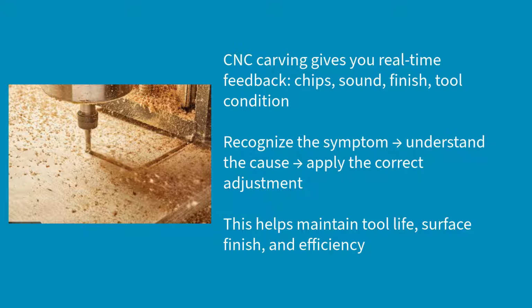So as you're carving, your CNC machine is going to be giving real-time pieces of information to you that you can use to determine if your cut settings are working well or if they might be struggling and why they might be struggling. Things like chips, sound, finish, and tool condition all are feedback that the machine gives you. The intention of this video is to help recognize the feedback, understand what's causing it, and then apply adjustments if necessary. This can help maintain tool life, give you a better surface finish, and increase your tool efficiency.